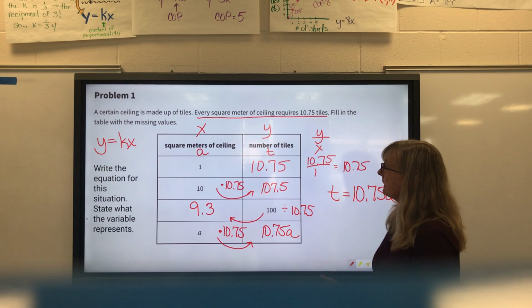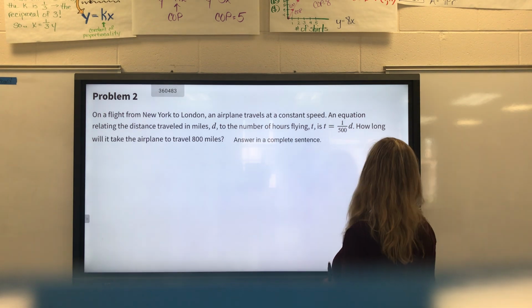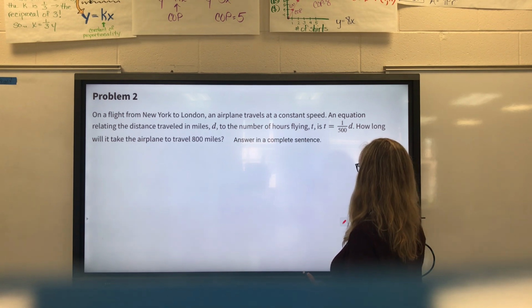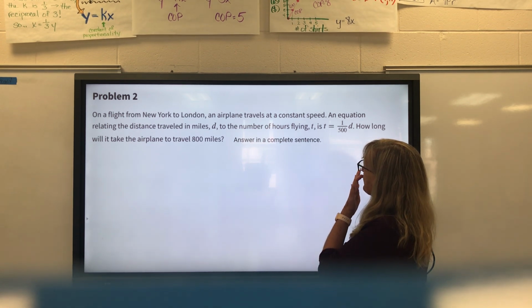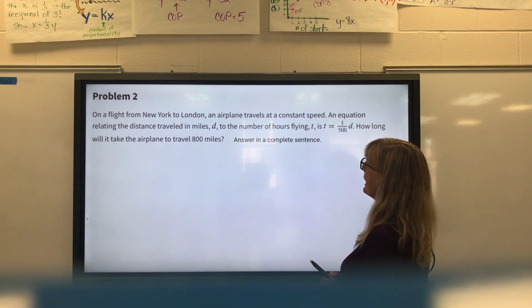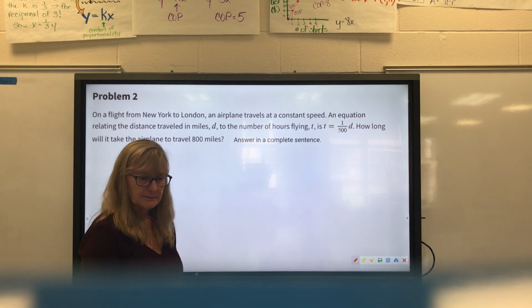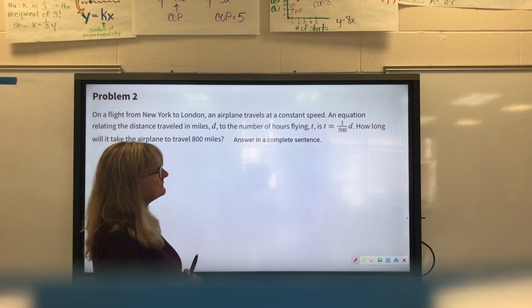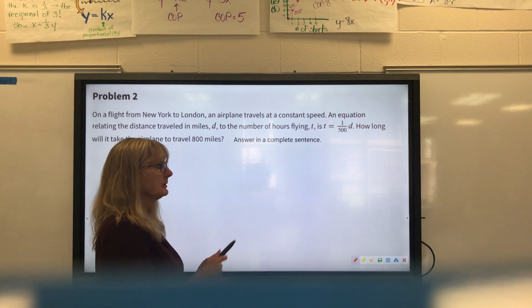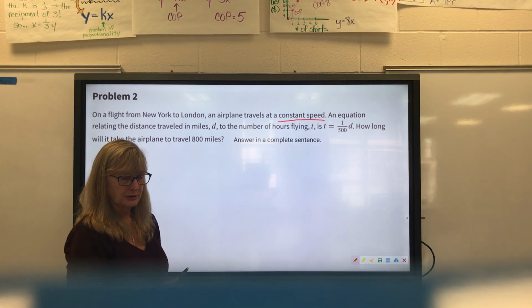All right, moving on to question 2. On a flight from New York to London, an airplane travels at a constant speed. An equation relating the distance traveled in miles d to the number of hours flying t is t equals 1/500th d. How long will it take the plane to travel 800 miles? What's the story about? Flight from New York to London. Right? And what do we know about the flight? It's traveling at a constant speed. And that's important because it's proportional.